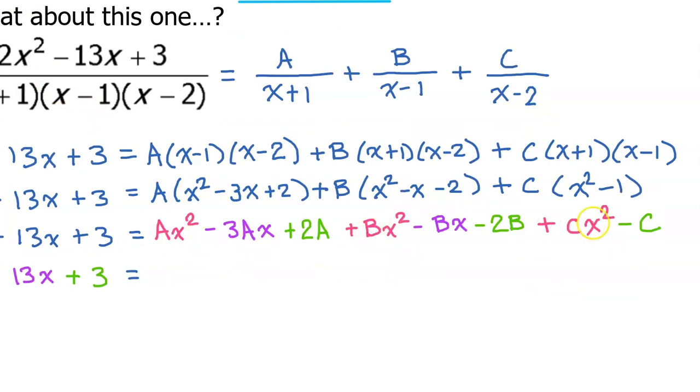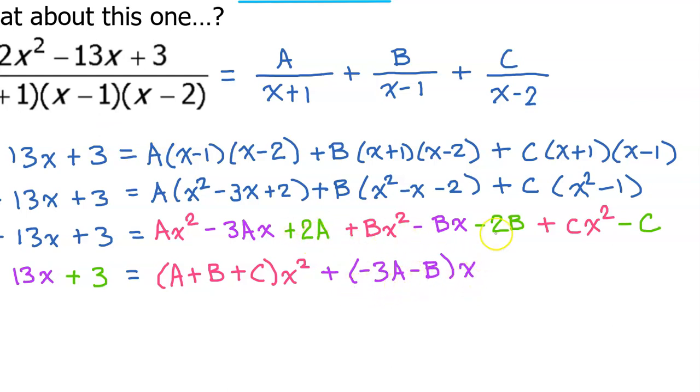Let's group the like terms together. So first we have ax squared plus bx squared plus cx squared. However, let's factor out the x squared. So now we have this. If we group the linear terms, next we have negative 3ax minus bx. If we factor out the x, we get this. Finally, let's group together the constant terms. So that's plus 2a minus 2b minus c.